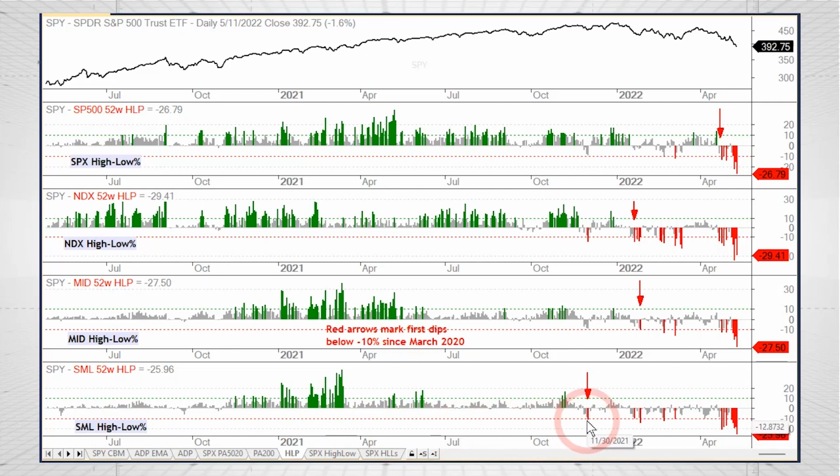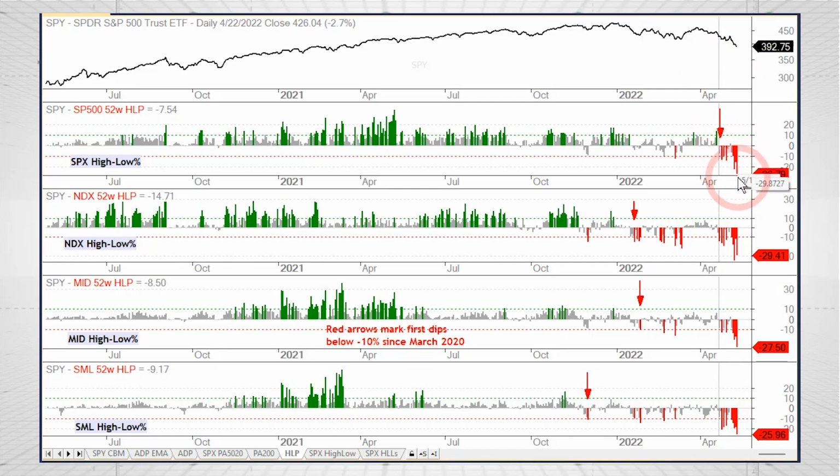And we can see here small caps moved below minus 10%, high-low percent did, in late November. And so that was a bearish signal. That's actually early December there. And they were the first ones to break down. And then in January, we had mid-caps do it, and we had the NASDAQ 100 do it. And it wasn't until the latter part of April that the S&P 500 joined the rest.